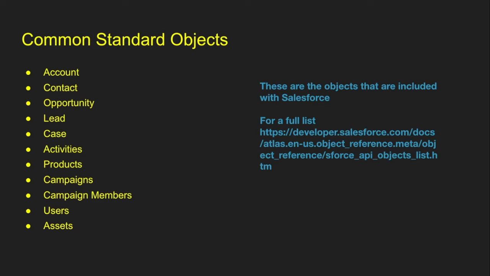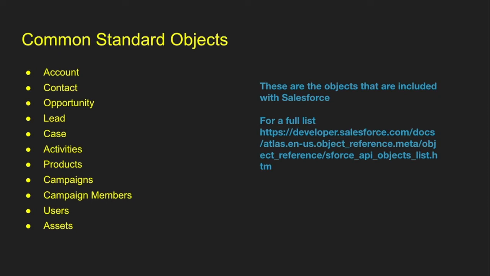Standard objects are the objects that come with Salesforce. So if you purchase Salesforce, these are the objects that you get by default. The typical ones you have are account, contact, opportunity, lead, case, activities, which are your tasks and events, your products, campaign members, users, assets. Those are the more commonly used ones. If you want the full list, check out that link right there. I'll also post it in the description.